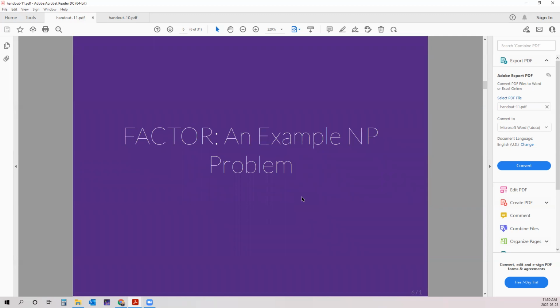Factor. An example NP problem. We'll take an example of a non-deterministic polynomial problem.